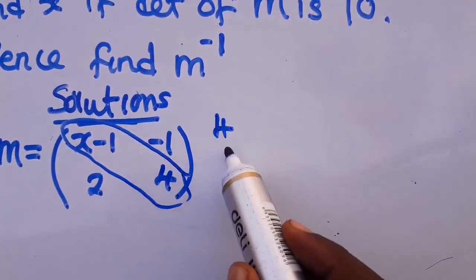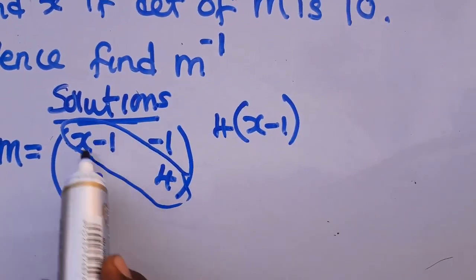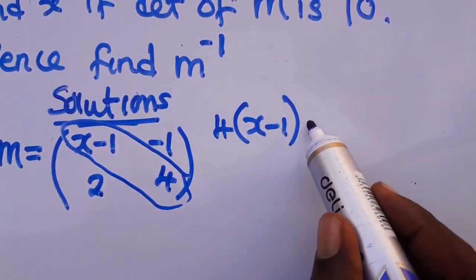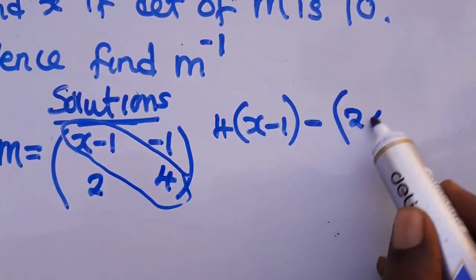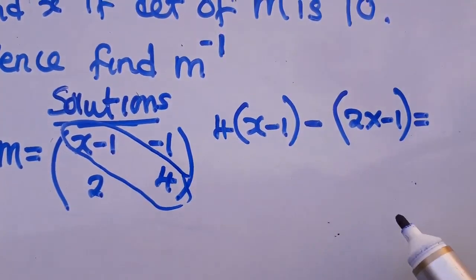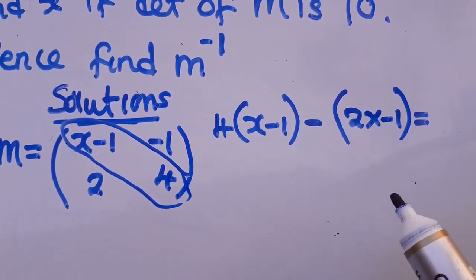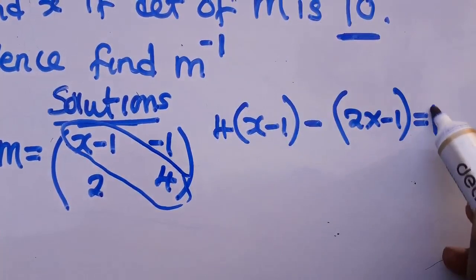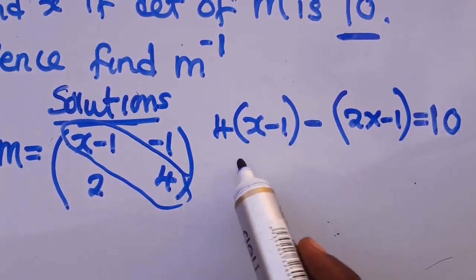You are going to say 4 open bracket x minus 1. Since these are two of them, you write like this, so that you start multiplying. Then you say minus minor diagonal. In the minor diagonal, we've got 2 times negative 1. You do this, which is equal to the determinant. What determinant are we having? The determinant we are given in the question is 10. So you put your 10 there. This is what you are going to do. The determinant is 10.